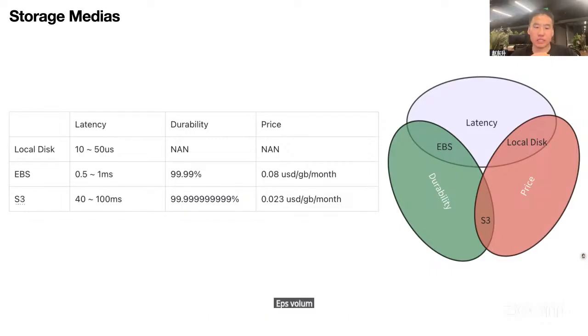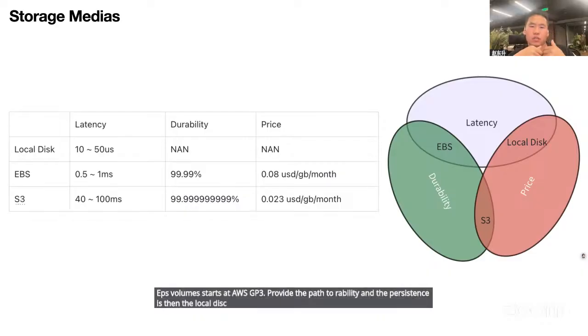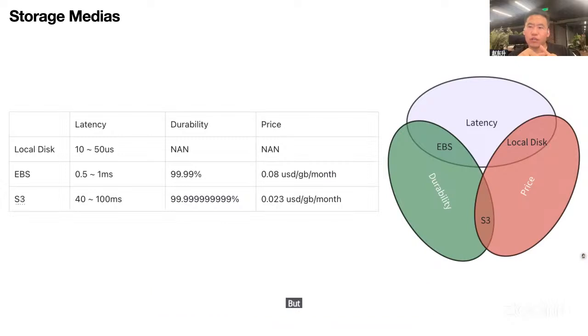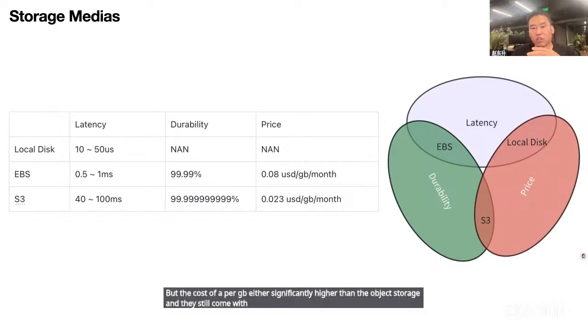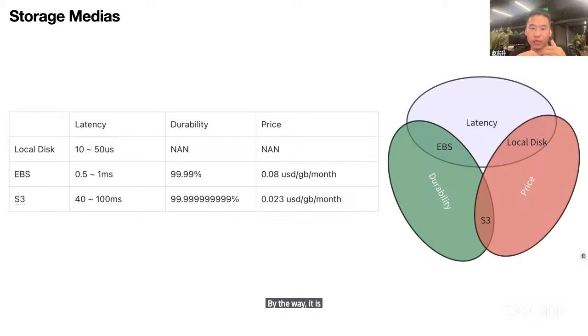EBS volumes such as AWS GP3 provide better durability and persistence than the local disk, and offer relatively good latency. But the cost per GB is significantly higher than object storage, and they still come with operational limits on scalability and burst performance. Like the default IOPS of GP3 is 3000, and the bandwidth is 125 MB, and it does not allow you to modify a volume more often than once every 6 hours.